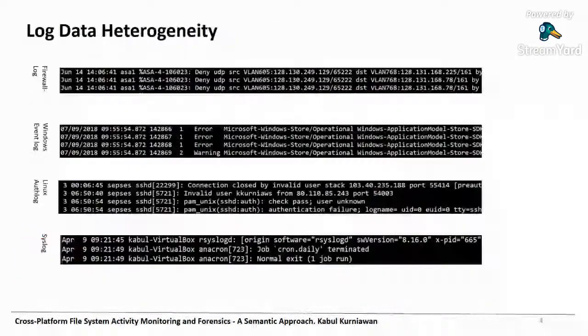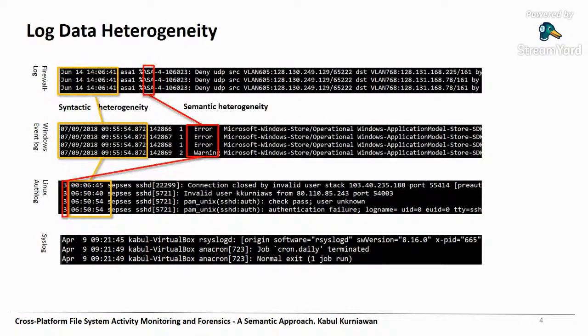So basically, manually searching log data and comparing related information to understand attack or event chain is a tedious and time-consuming process. Another obvious challenge that we face in the log data is log data heterogeneity. As showing in the picture, there are various heterogeneity of log data, including syntactic heterogeneity, meaning that there are differences in the representation format of data. For example, here we have a timestamp.